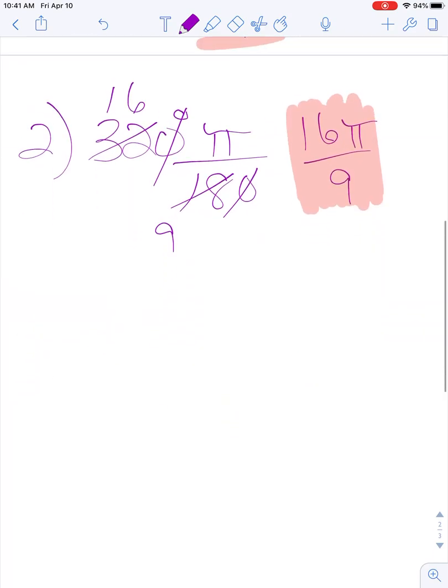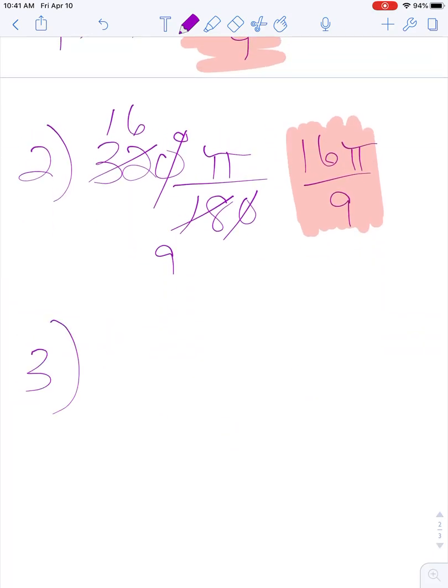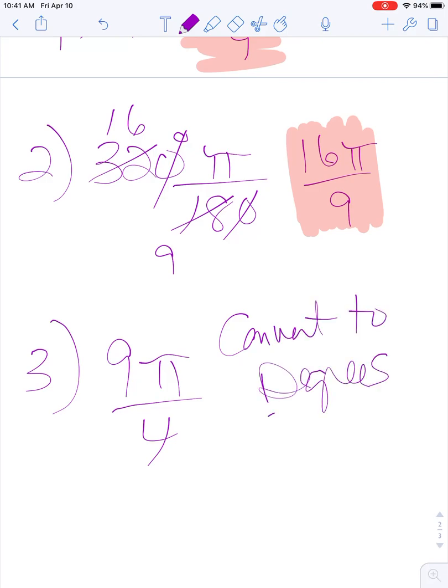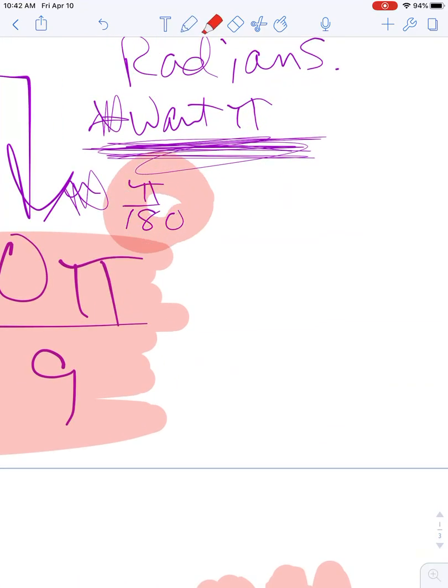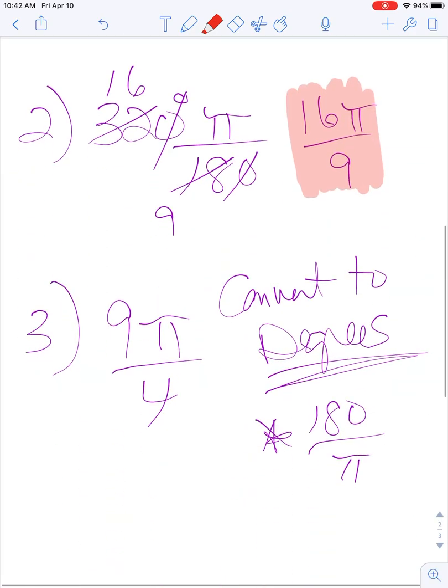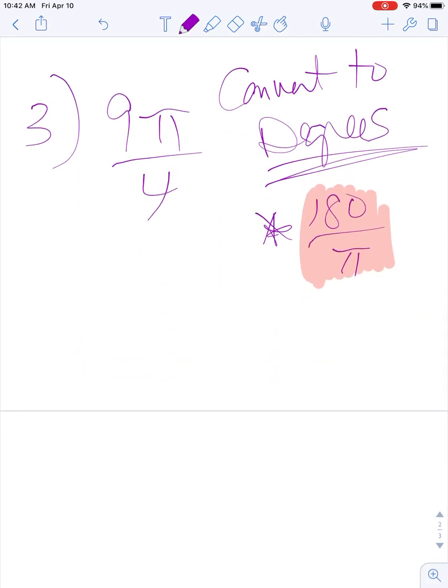Okay, if we go backwards, so now we have radians. Let's say I go 9 pi over 4. So I'm going to convert to degrees. I want degrees, I want 180. I multiply by 180 over pi. So look back here. You want radians, you multiply by pi over 180. You want degrees, you flip it. You multiply by 180 over pi. Okay, you just got to think of which one's in the top. When you're converting to radians, you want pi, pi's in the top. When you're converting to degrees, you want 180, 180's in the top. So now I just multiply by 180 over pi.